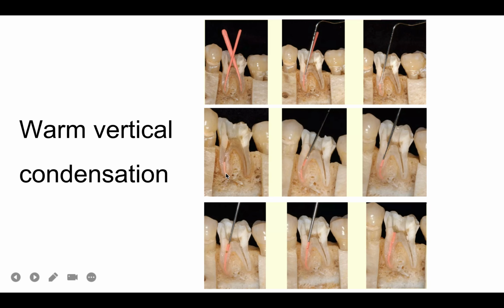So this is the remaining apical portion that has been compacted using a cold plugger. Next, this is the backfill. Thermal softened gutta percha is injected inside the canal, and then it is compacted after each segment is injected, all the way to the orifice level.